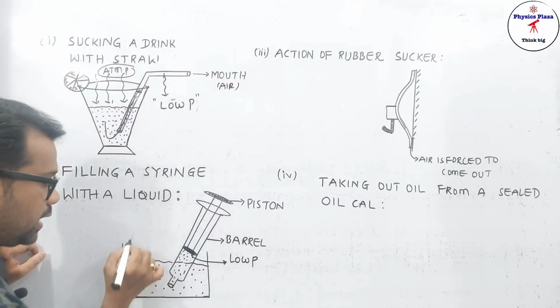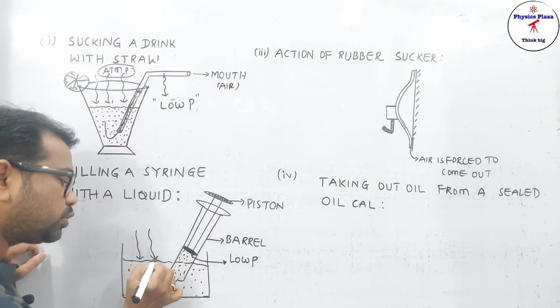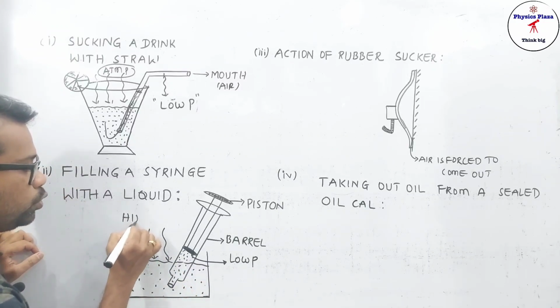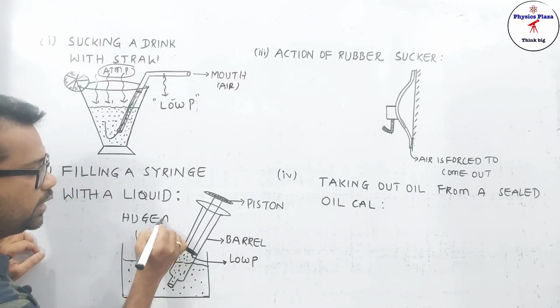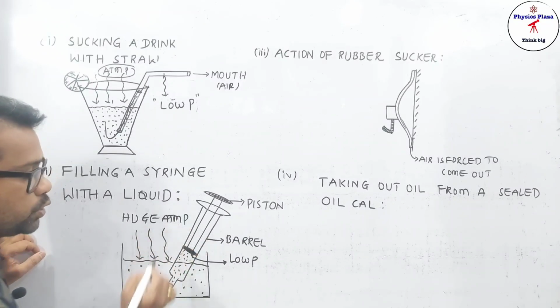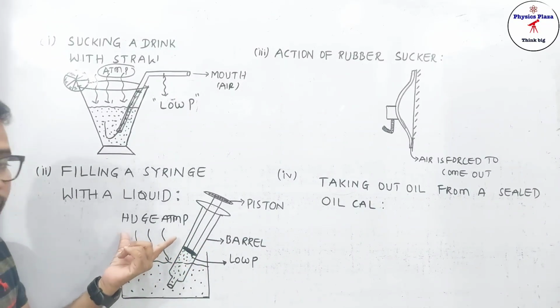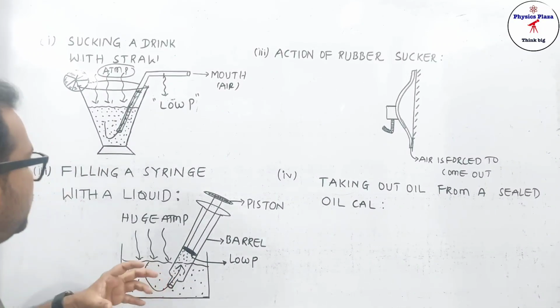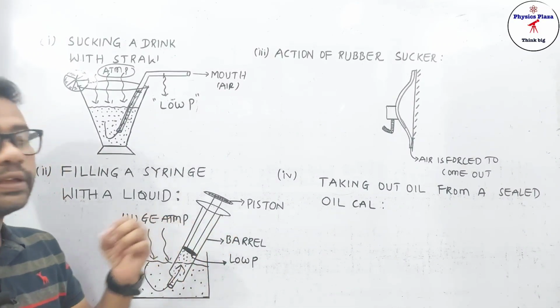Low pressure is created, and if this liquid, this so-called medicine or whatever it may be, is exposed to the huge atmospheric pressure, so here is a low pressure and a high pressure. Then this liquid is forced to enter into it. That is how we can fill the syringe with a liquid.